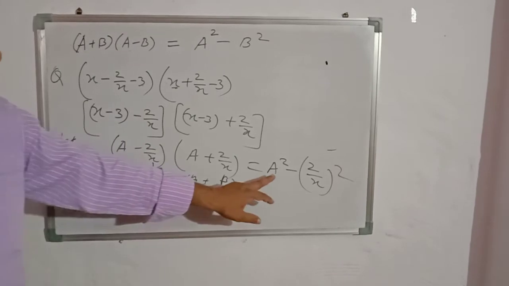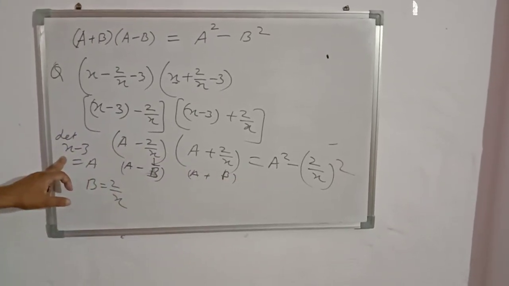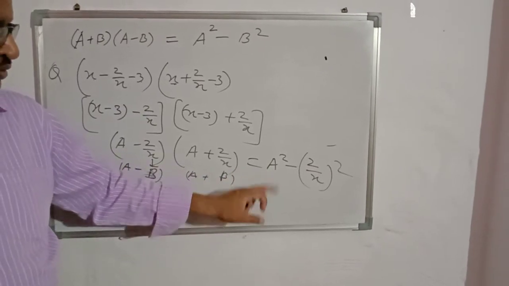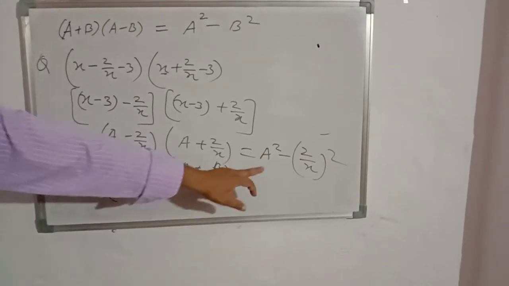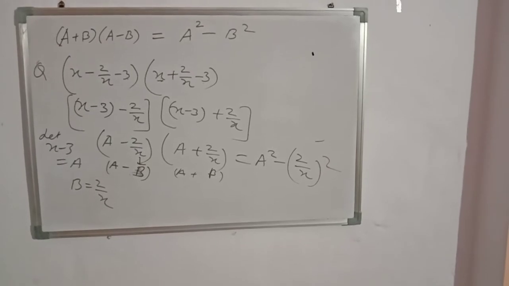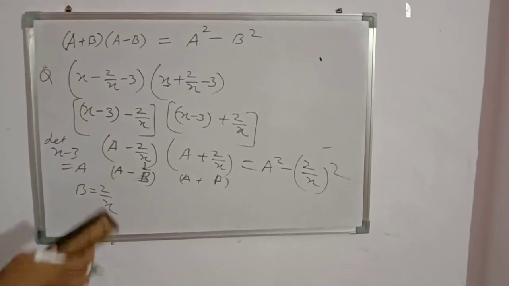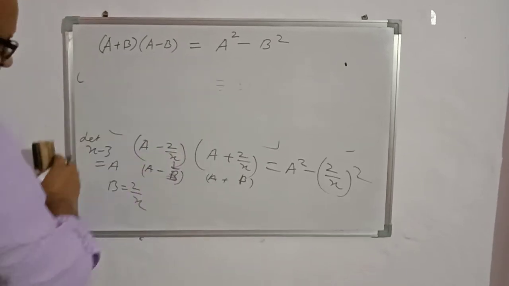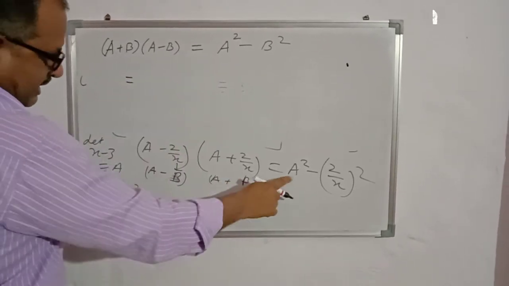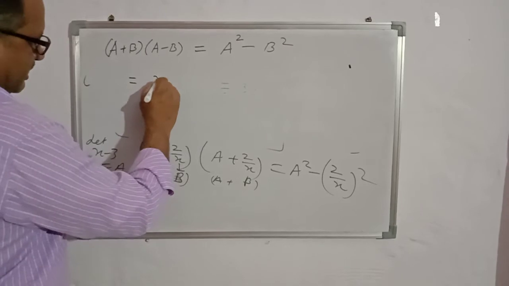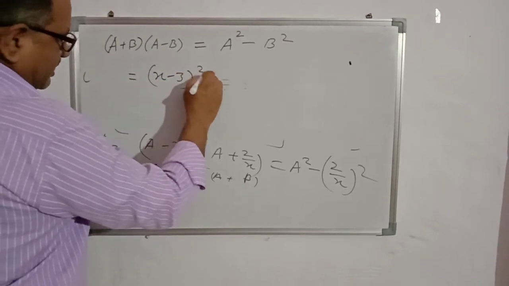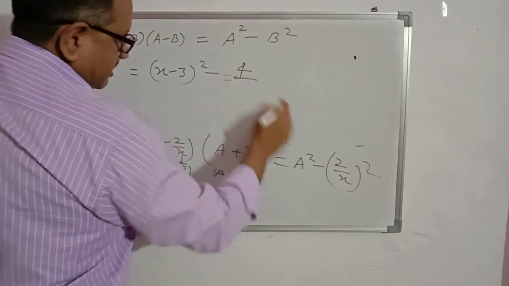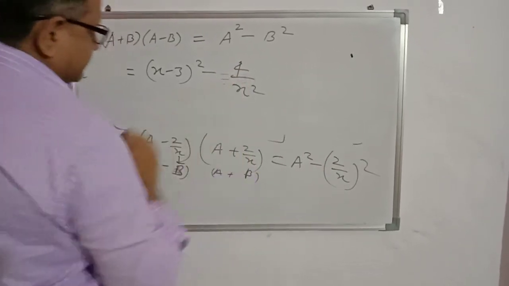Now we will put in place of a, x minus 3. We have supposed here x minus 3 is a. So here we will put x minus 3 is equal to a. A is x minus 3. Write x minus 3 whole square minus 2 by x square, 2 square is 4 and x square.